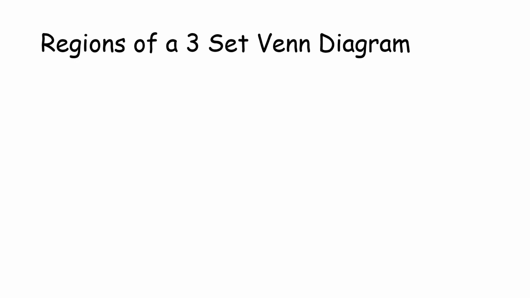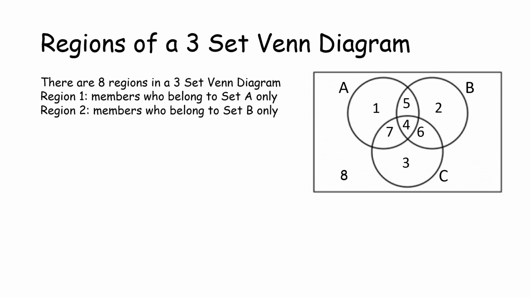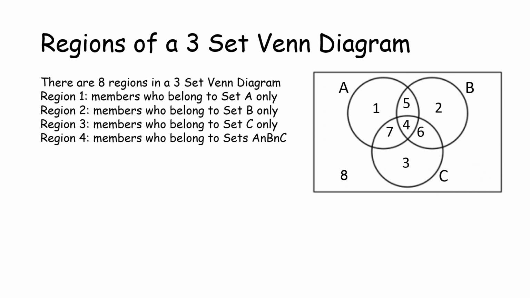Next up, let's look at a three-set Venn diagram. There are 8 regions in a three-set Venn diagram. Region 1 is made up of members who belong to set A only. Region 2 is made up of members who belong to set B only. Region 3 is made up of members who belong to set C only. Region 4 is made up of members who belong to sets A, B, and C.